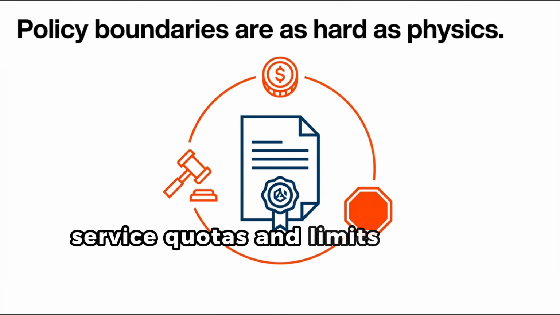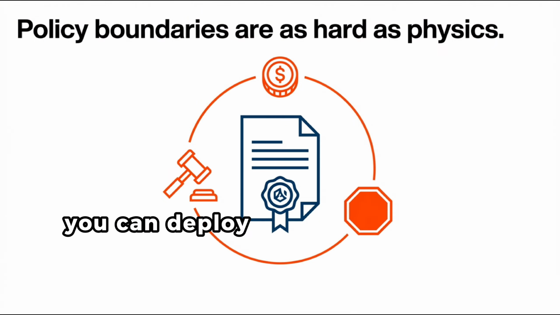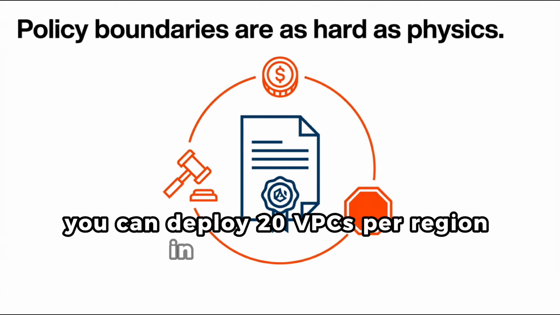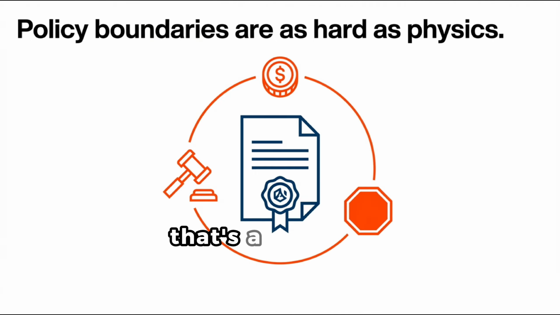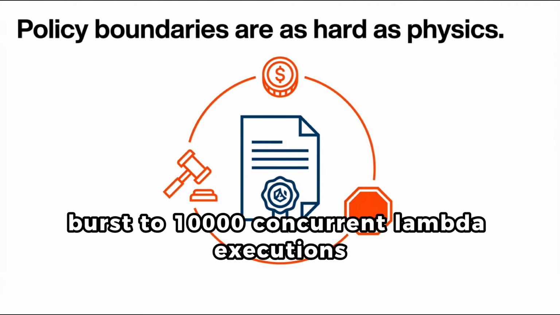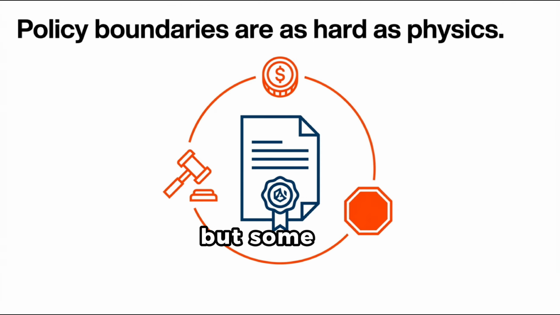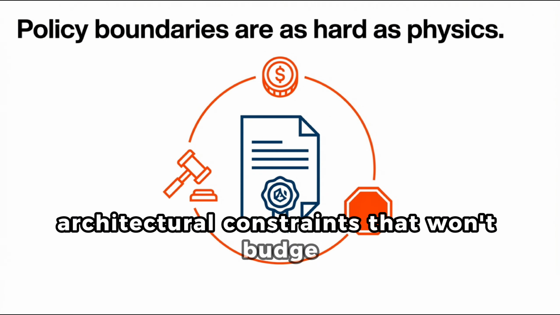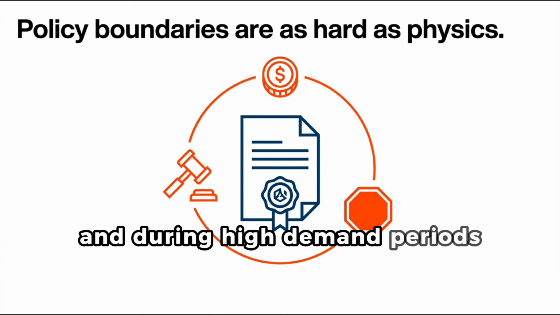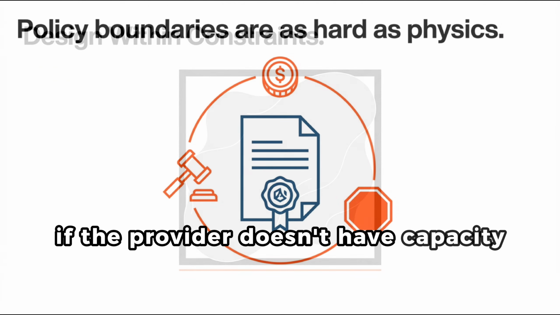Service quotas and limits are hard boundaries until you negotiate otherwise. You can deploy 20 VPCs per region in AWS by default. That's a hard limit. Burst to 10,000 concurrent Lambda executions, hard limit. Most limits can be raised by request, but some are architectural constraints that won't budge. And during high-demand periods, even negotiated limits might not help if the provider doesn't have capacity.